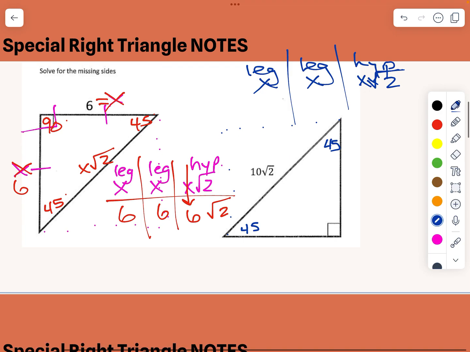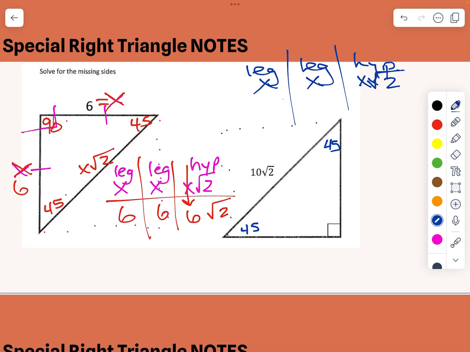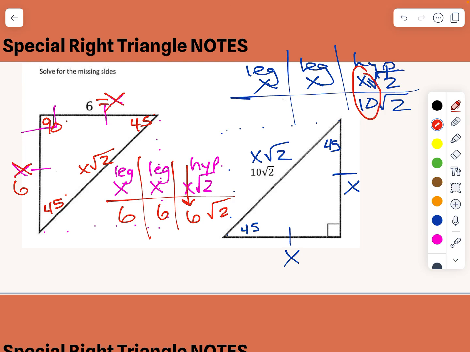So we can label our sides. That's the first thing that we should do. So when we label our sides, we have a leg is x, and the legs are the same, so another x. And then we have x square root of 2. In this case, we are given 10 square roots of 2. 10 square roots of 2 is going to tell us that the 10 is in the x spot, because these match up exactly. So that means that our leg is 10, x is 10, and the other x would also be 10.